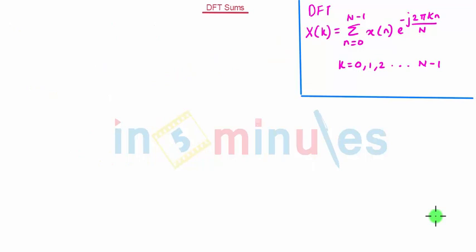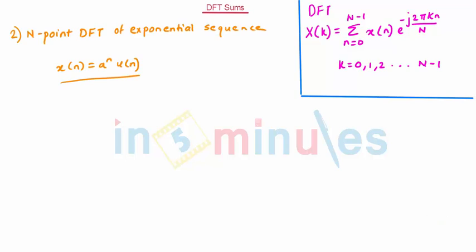We now solve another problem based on DFT. The question is, obtain the n-point DFT of the exponential sequence that is a raised to n u of n. So the x of n is equal to a raised to n u of n. U of n indicates that the sequence is from 0 to plus infinity.